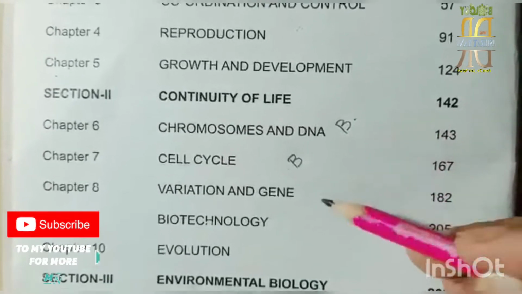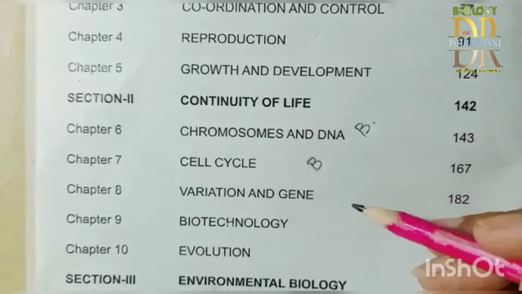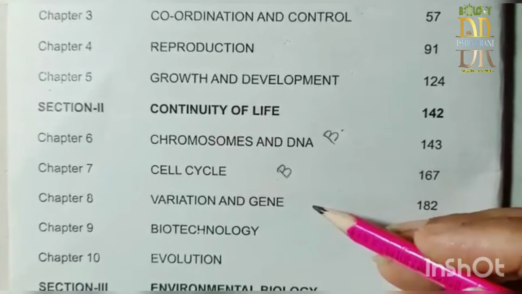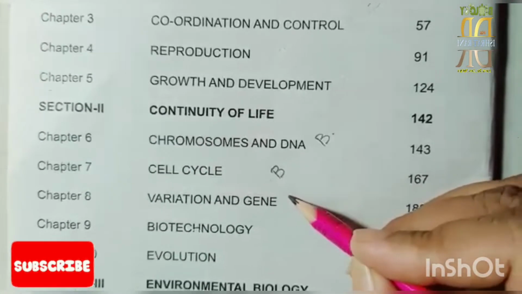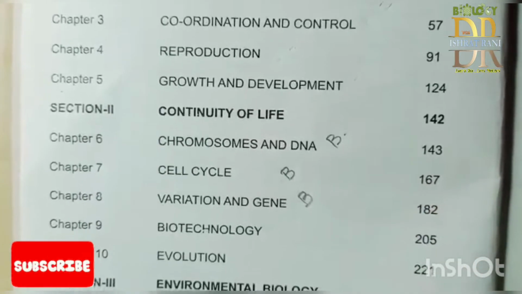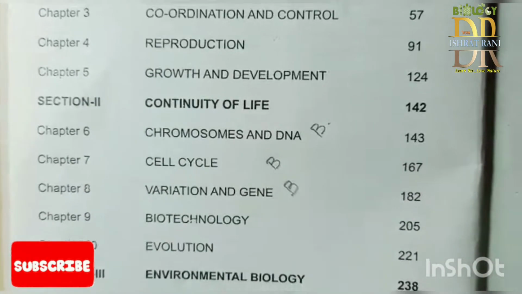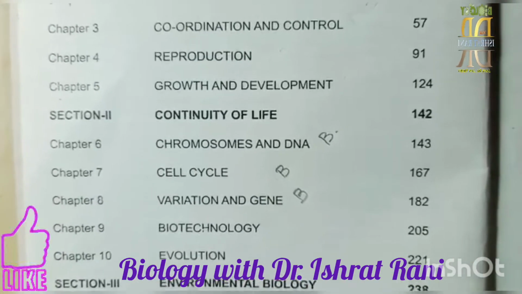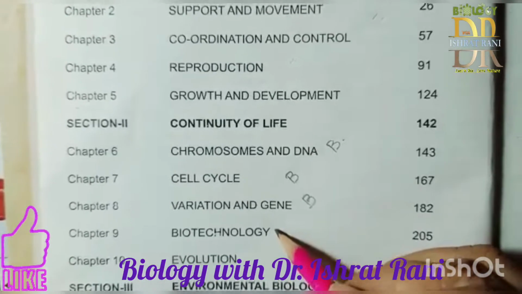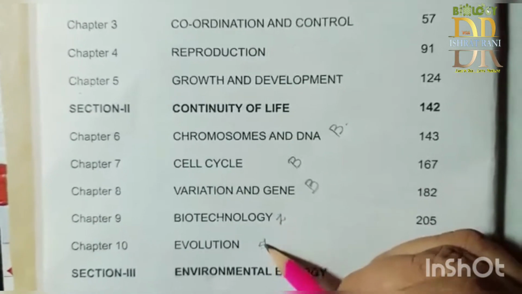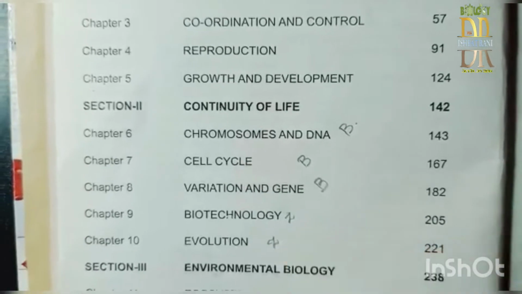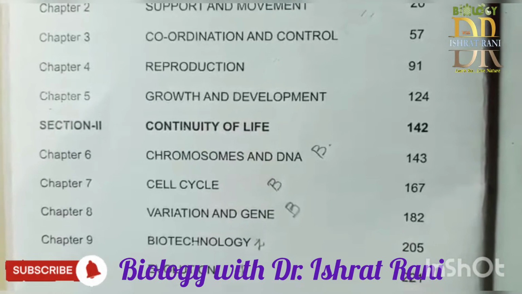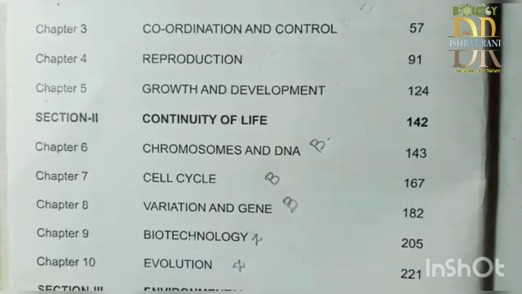Although in these chapters you will study about animals, according to the scheme given by the government or textbook board, we are dividing the chapters. This chapter is again of botany, not of zoology. Then we have chapter number 9, which is biotechnology, and chapter number 10, which is evolution. Both of these chapters are of zoology. You will study different aspects in biotechnology and evolution, but the chapters are included in the syllabus of the zoology paper.